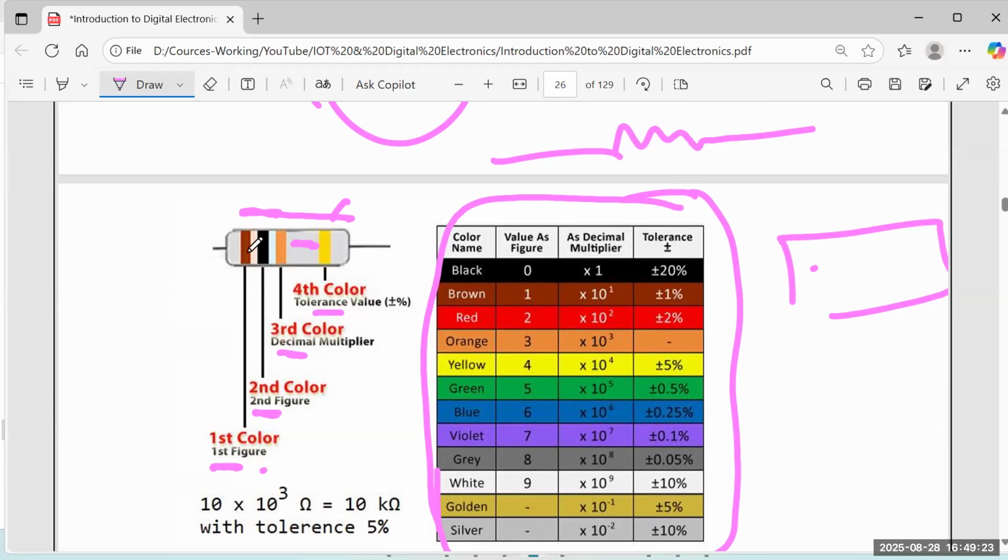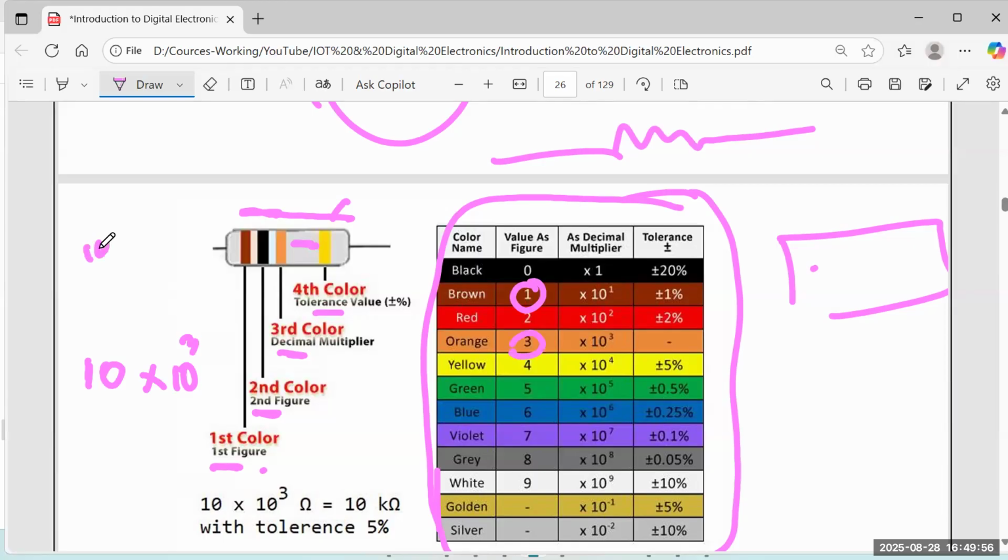So the first figure is this color. So this color is 1. Therefore now we have 1. The second color is black. Black means 0. So therefore we have 0. Then it is 10 to the power, and this color is your power. So this color is what? 3. This color is 3. And therefore this is 10 into 10 to the power 3 ohm.